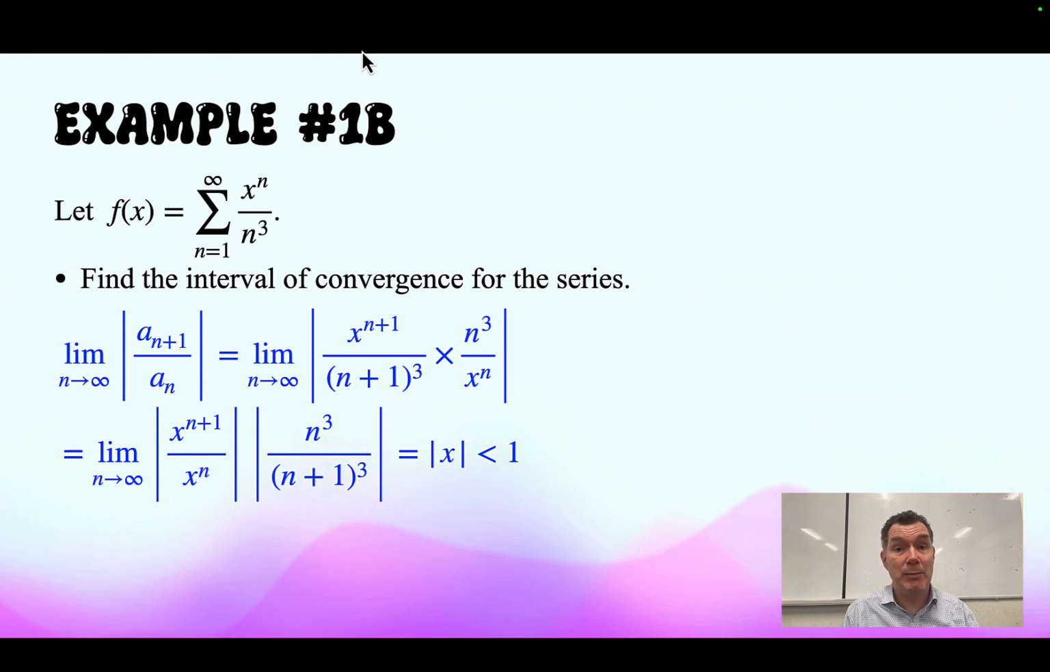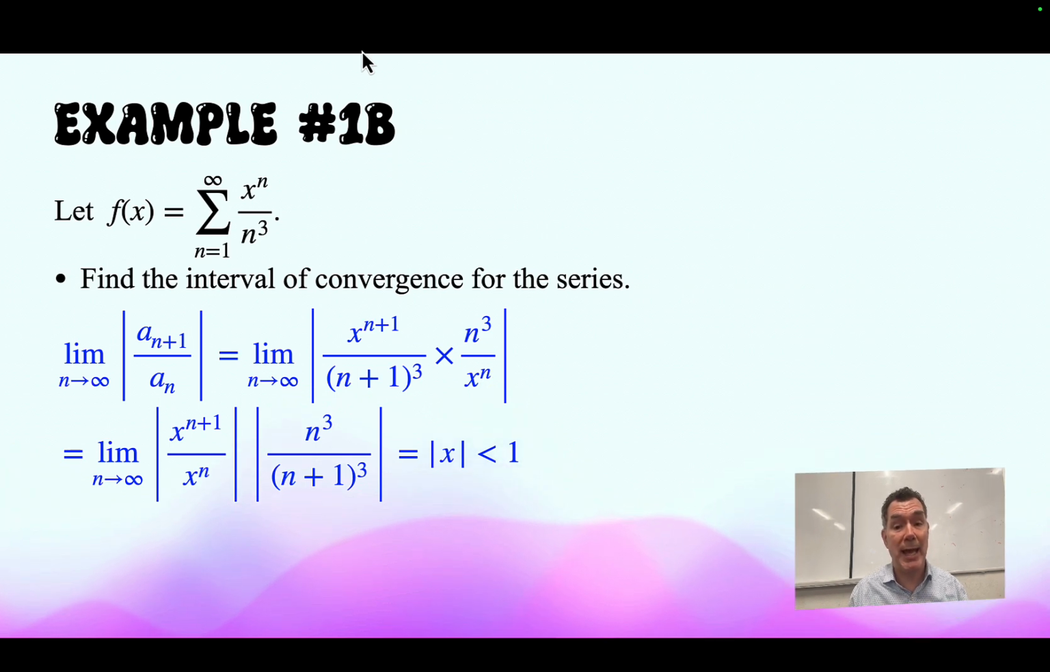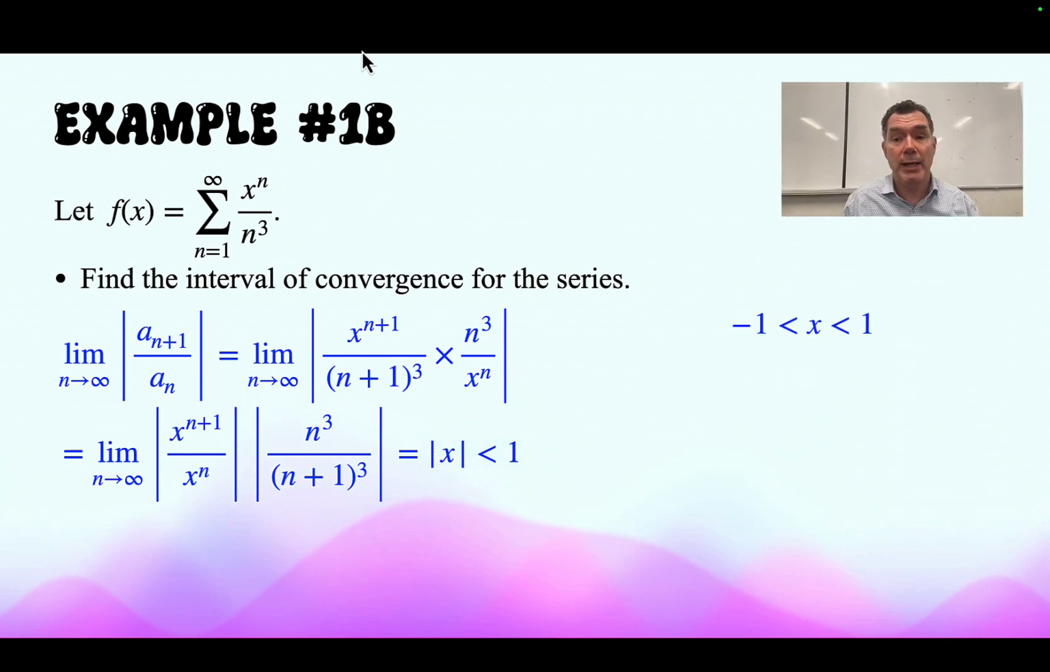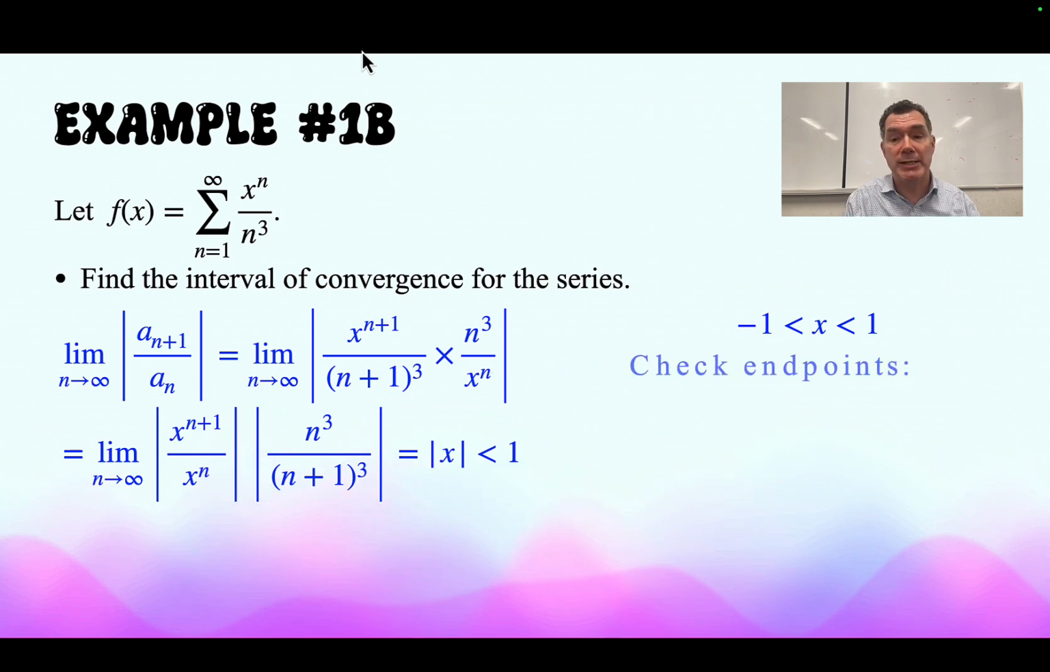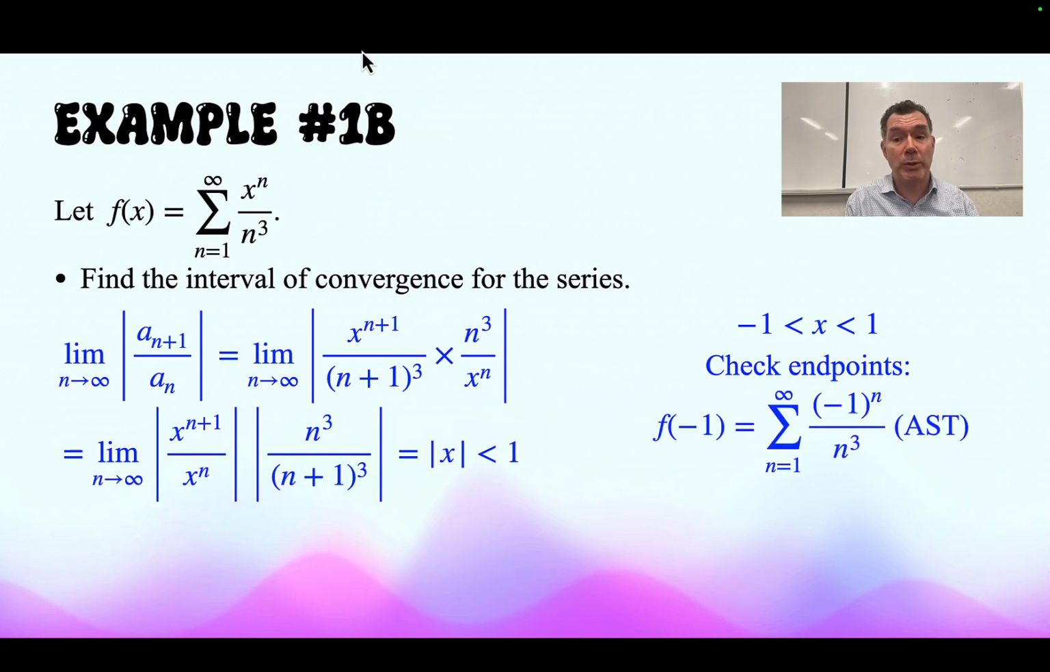I don't need the limit anymore because there aren't any n's in that expression x. So I'll just set the absolute value of x to be less than 1. That means that x has to be between -1 and 1. So that's where I start. But remember, I have to check those endpoints, -1 and 1. And to do that, I'm just going to plug them into the series that is right there at the top. I'm going to replace x with -1, and that's what it's going to look like.